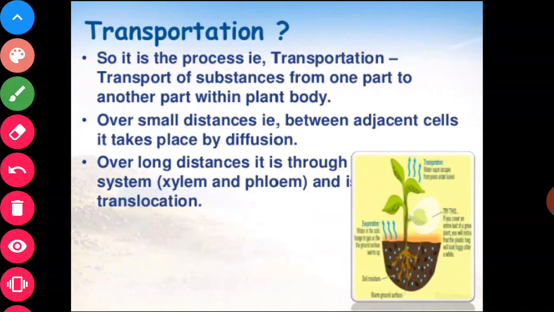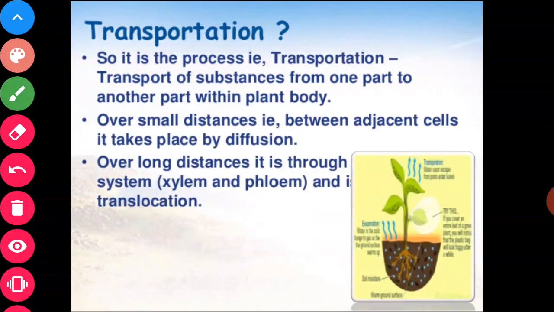What is transportation? So it is a process. Transportation is the transport of substances from one part of a plant or one part of an animal to another within the plant body or within an animal body over small distances. We can say between the adjacent cells. It takes place by diffusion. What is diffusion? Diffusion is the movement of substances from a region of higher concentration to a region of lower concentration. Over long distances, it is through a system.